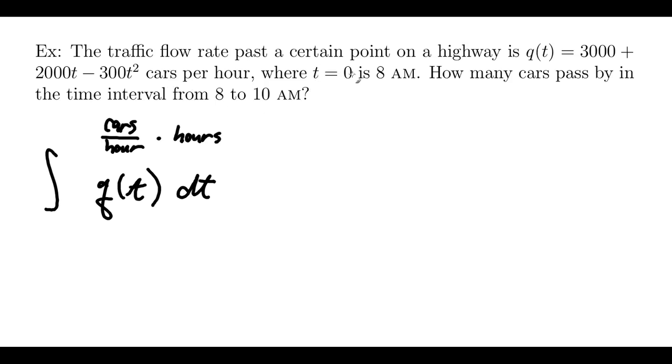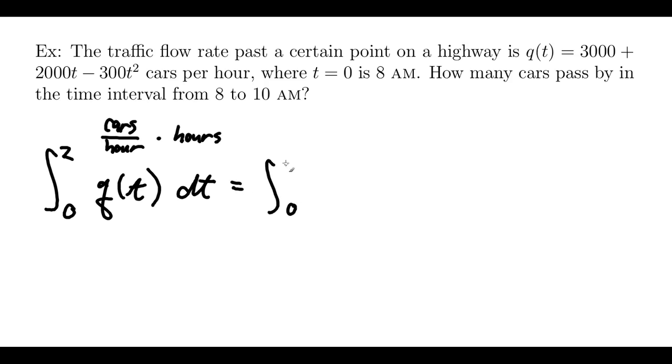We're told that t equals 0 corresponds to 8 a.m. Since Q is cars per hour, the implication here is that t should be measured in hours. So we're going from 8 to 10. Starting at 8, that's t equals 0. 10 a.m. is 2 hours later, so that should be t equals 2. So the integral from 0 to 2 of Q of t dt is an expression that should tell us the total number of cars that have passed this particular point on the highway over this 2-hour period.